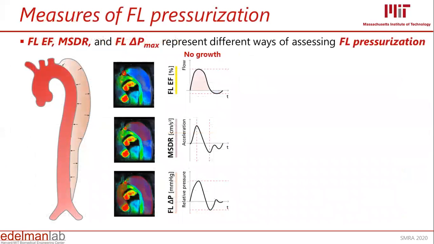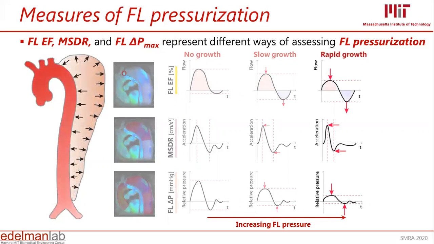So, summarizing, we have extracted and presented three different entities to describe false lumen pressurization: FLEF, MSDR, and false lumen maximum relative pressure. So with our data in mind, we can propose a conceptual model of how these parameters relate to false lumen pressurization. In the state of low false lumen pressure and no growth, we see no significant retrograde flow, deceleration is modest, and relative pressure approximates values that would be seen in a normal aorta.